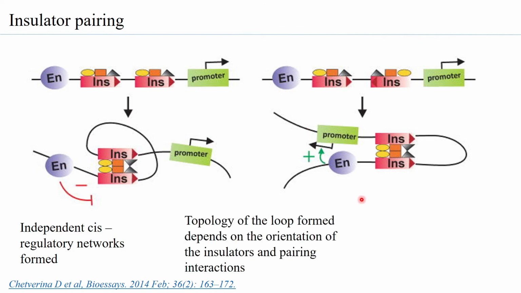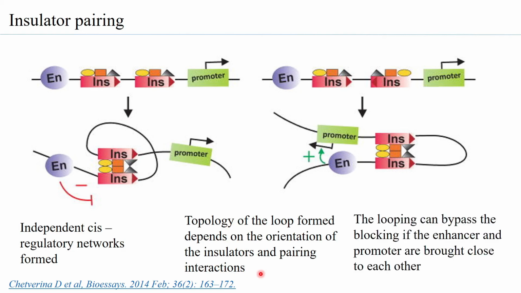So this is also an important fact: the topology of the loop formed depends on the orientation of the insulators and the pairing interactions. And the looping can bypass the blocking if the enhancer and promoter are brought close to each other. An interesting concept. So far we had been looking at the fact that insulators only block the enhancer activity. So here too, as an insulator between an enhancer and a promoter, it is blocking. But it may be responsible for bringing a promoter and enhancer close by because of its specific chromatin organization. You may have insulator pairing bypassing the enhancer blocking as well. And this could depend on different signals.